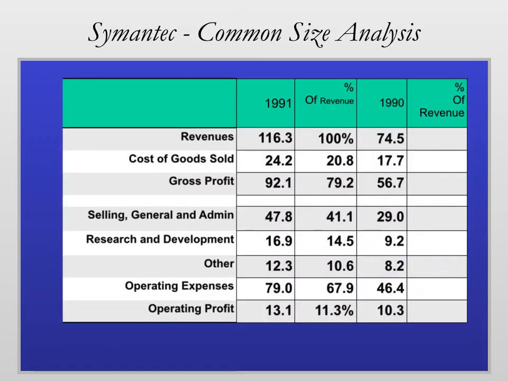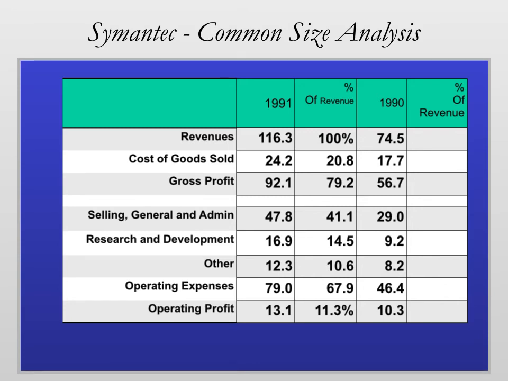So when we plug in those numbers, again rounding to the millions, one can see that in 1991, cost of goods sold was 20.8% of sales, taking the 24.2 million divided by 116.3, which generated a gross profit of almost 79 cents. So for each dollar we sold, 79 cents was left over for profit to cover our selling, general, administrative, R&D, and other operating expenses.